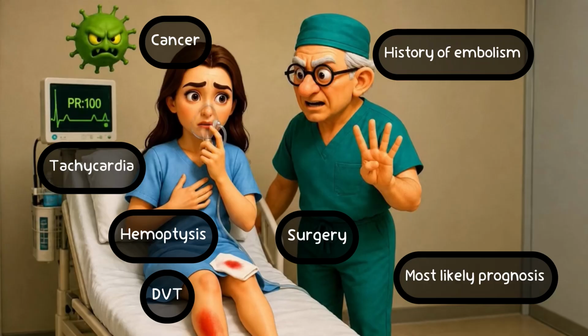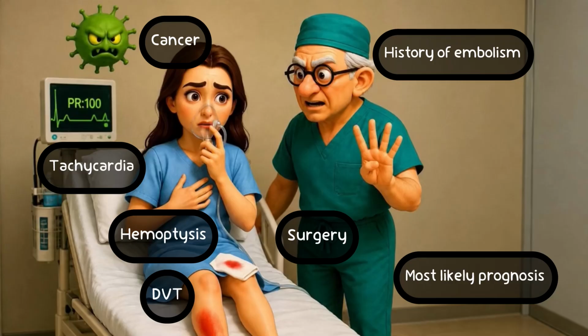So remember the Wells criteria like this: 3 points for clinical signs of DVT, 3 points if PE is the most likely diagnosis, 1.5 points for heart rate above 100, 1.5 points for recent immobilization or surgery, 1.5 points for previous DVT or PE, 1 point for hemoptysis, and 1 point for active malignancy.